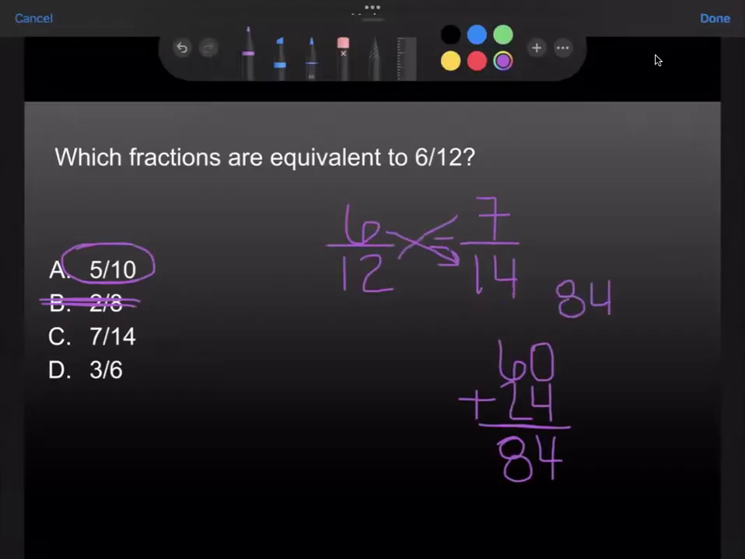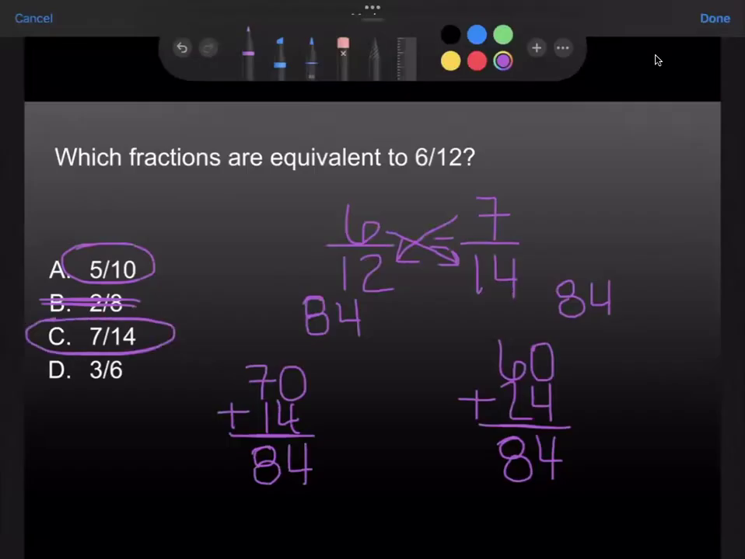So that should be 84. 7 times 12. I probably should know that knowing my 12s facts, but I can't really recall it off the top of my head. So I'm going to do 10 times 7, which is 70, and then 2 times 7, which is 14. Add those together, I get a 4 here and an 8 here. Also 84. So voila, even those two fractions did not look like they were equivalent at all. They actually are. So I'm going to go ahead and circle 7 over 14 as well.